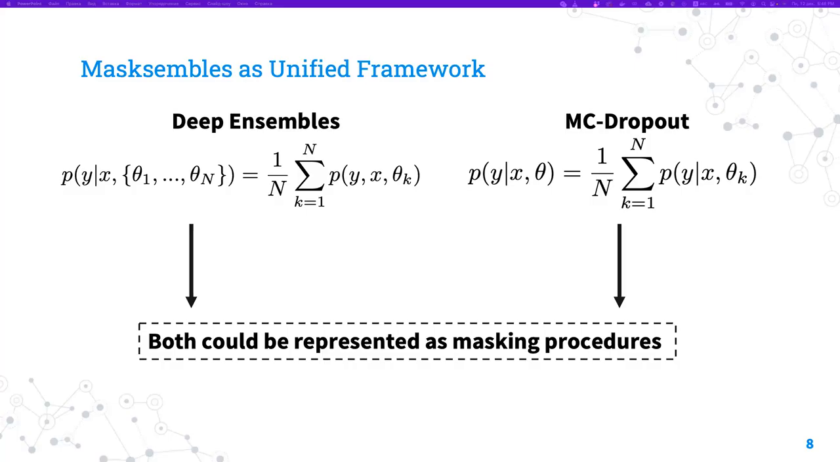One particular observation we made is that those two types of approaches could be unified in a way, so that we can look at both of them as masking procedures. For MC dropout, it's kind of obvious. We already have these binary masks when we train the model and when we make inference. For deep ensembles, we just need to look at the model as a masking procedure where the masks do not overlap at all. So they just do not share any features.